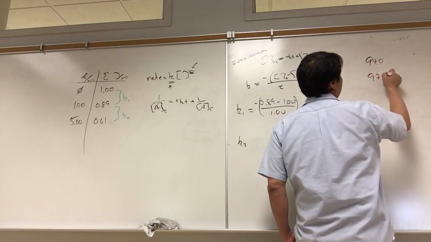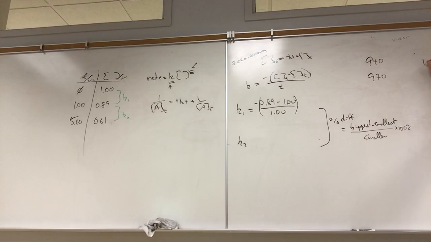Let's say 940 versus 970, versus 102 versus 112. Which pair is closer together? Well, you look at 940 and 970, it's 30. And this is only 10, so is this pair closer together? Is this pair more constant?